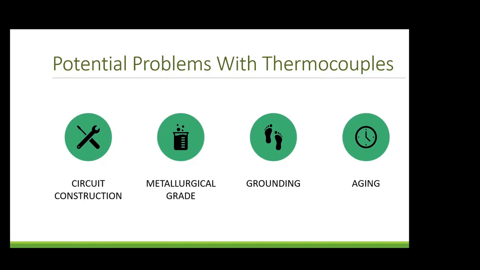Grounding can be a problem as well because thermocouples can only be grounded in one place, and grounding in more than one can actually generate an electromagnetic field. And then aging is a problem as well because any metal that's going to be exposed to elevated temperatures will have compositional changes, and we see this in a Seebeck coefficient change, and thus again changes your temperature reading.